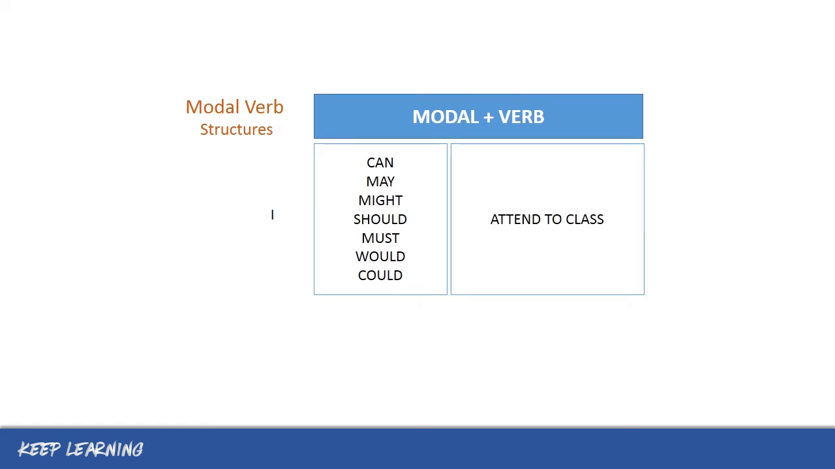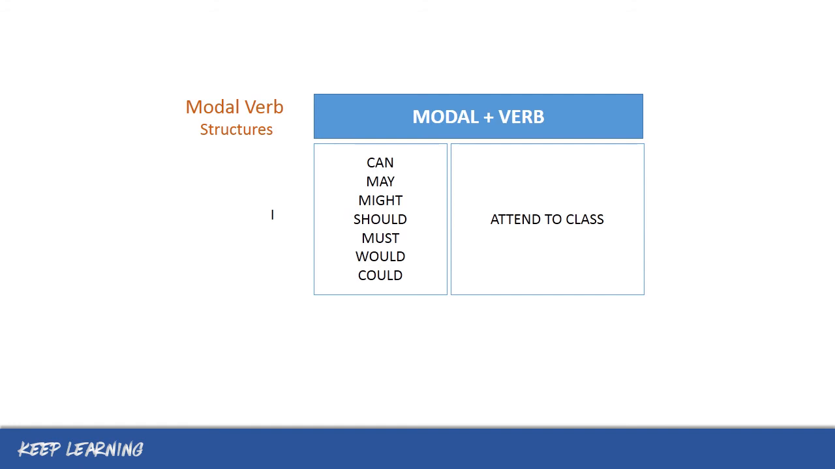You can say I can attend to class. Yo puedo asistir a clase. I may attend to class. Yo puedo asistir a clase, which means that you have permission. I might attend to class. Puede que atienda a clase, which means you have possibility. I should attend to class. Yo debería atender a clase. I must attend to class. Yo debo atender a clase, which is an obligation, right?